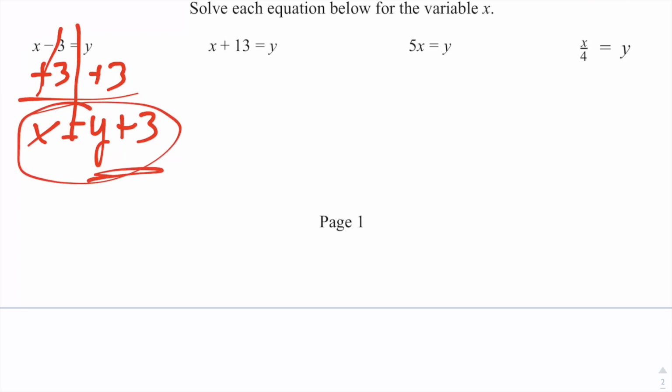This is a number of some sort. We just don't know what y is, so we don't know what that number is. We just know that it includes y. So then we're going to move to our second one here.